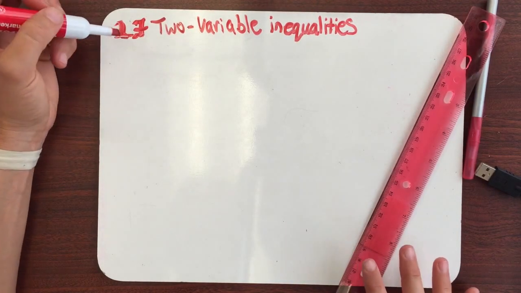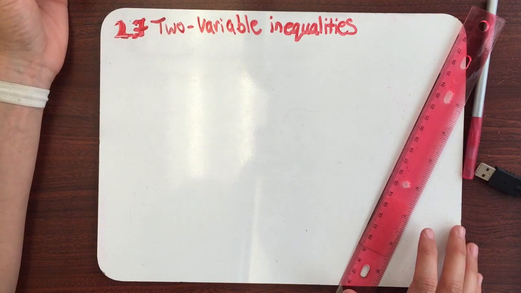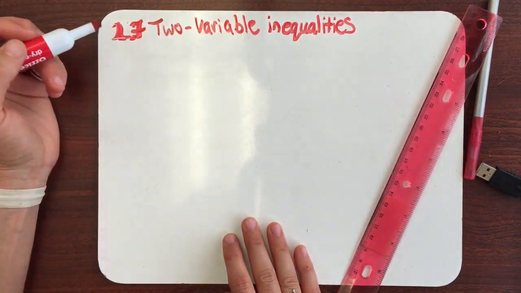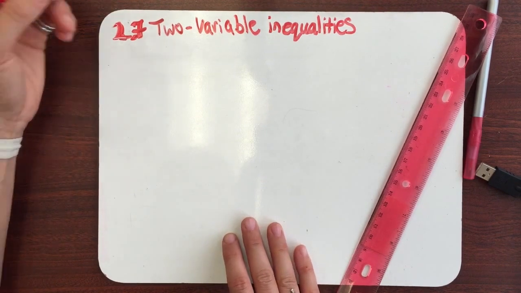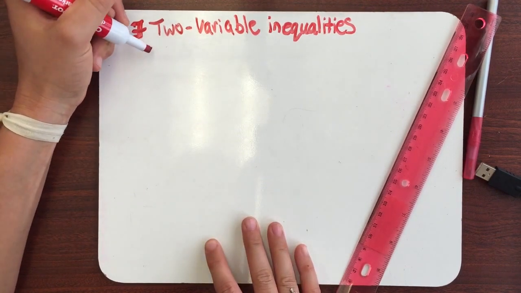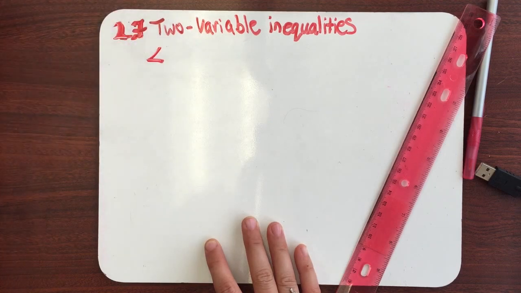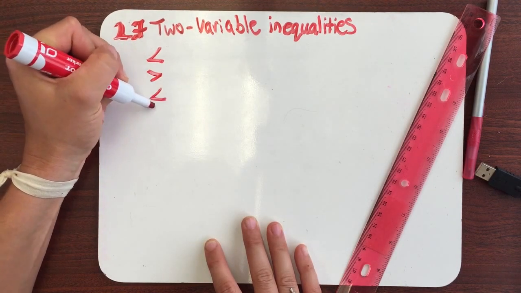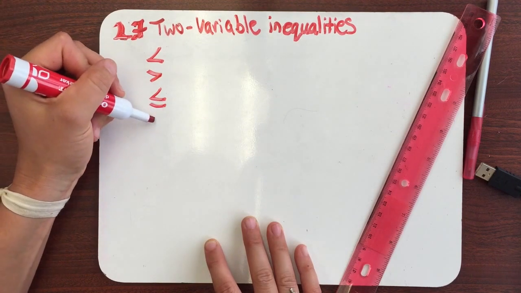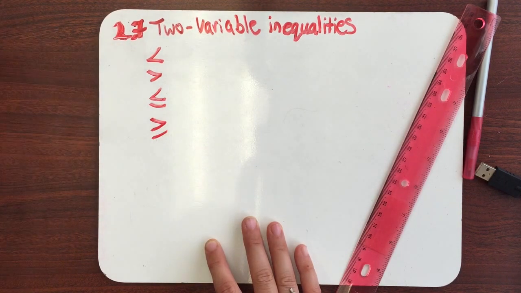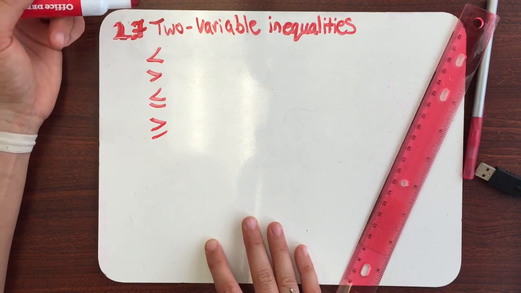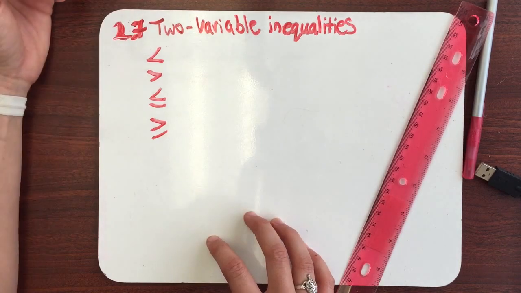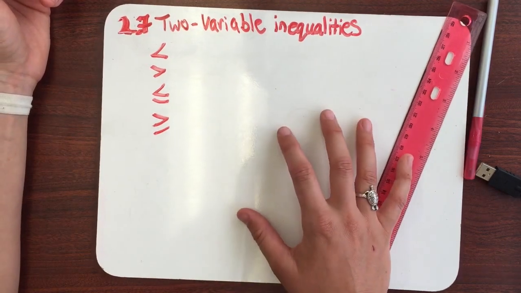Okay, today we're going over 2.7, two-variable inequalities. When we're using inequalities, we need to know all of the inequality signs. We'll either have less than, greater than, less than or equal to, or greater than or equal to. If you're graphing a two-variable inequality, that means it's going to be on a coordinate plane, and you'll graph your x and y axes.